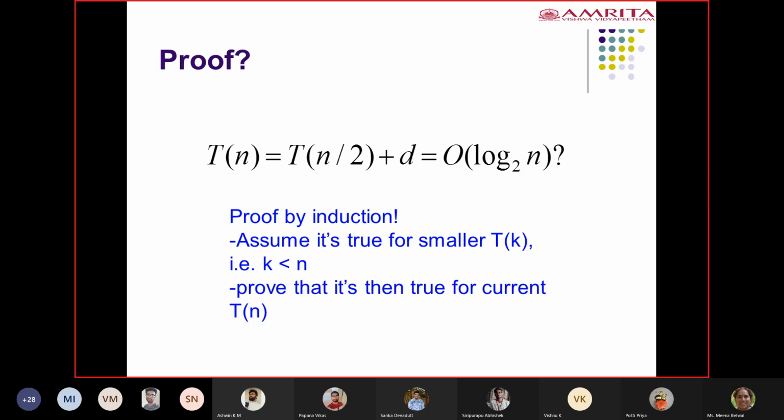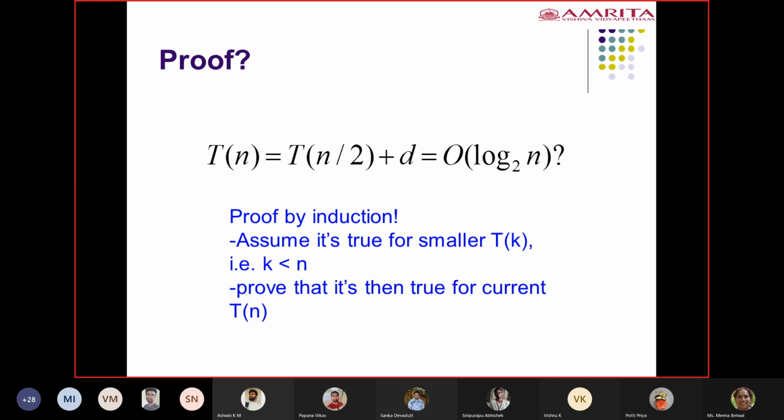We assume that it is true for smaller values of k, when k is less than n. Then we prove that it is true for the current T(n) also. In general, in the math we have learned so far, we assume it is true for some value of k, and then try to prove it for k plus 1. Here, we assume it is true for some smaller k, where k is less than n, and then show it is true for the current T(n). That is another way to prove.